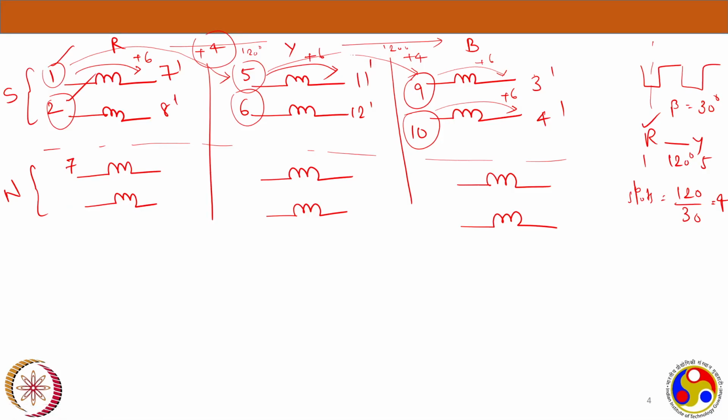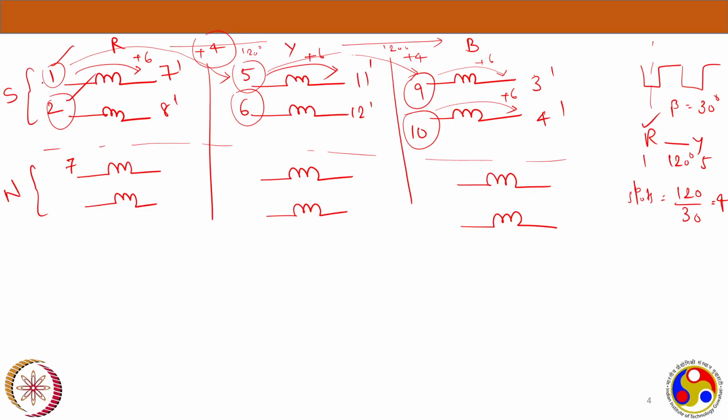Now, we know that each pole is separated 180 degrees apart in space. Now, if the north pole is starting at 0 degrees, the south pole should start from 180 degrees, that is, they are 180 degrees apart. The poles are opposite. Now, 180 degrees will come to how many slots? It's 180 by 30. Beta is 30 here.